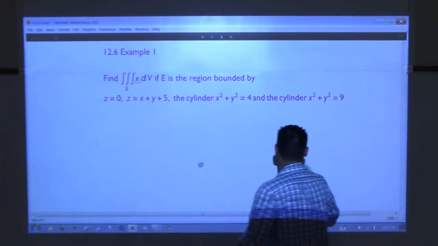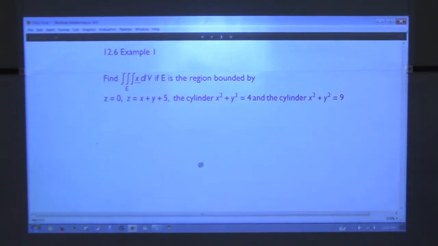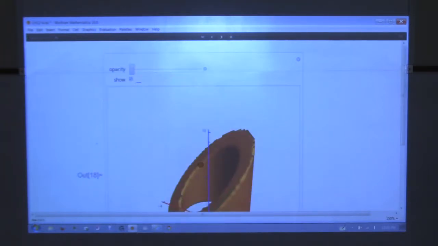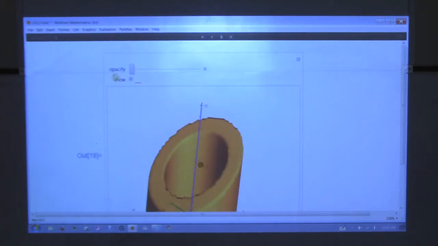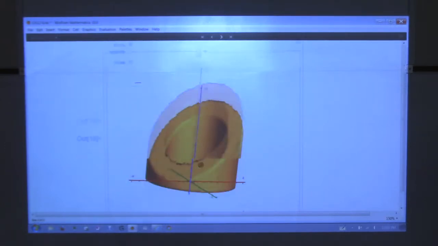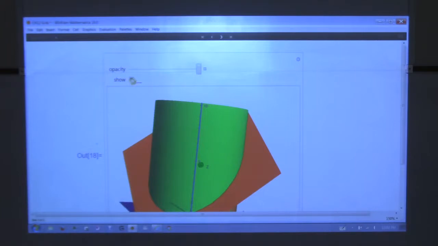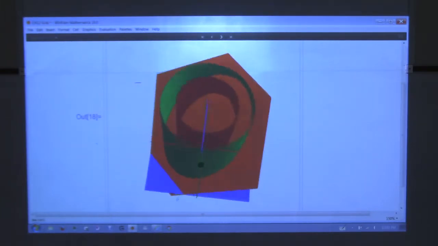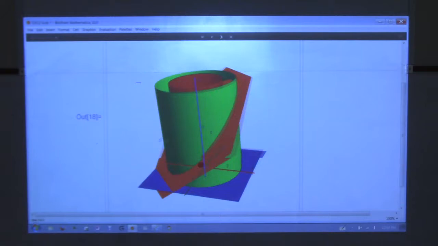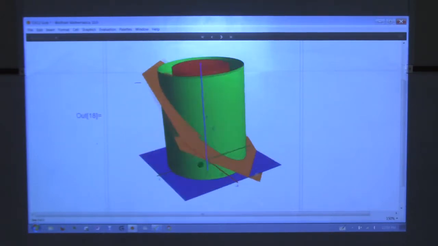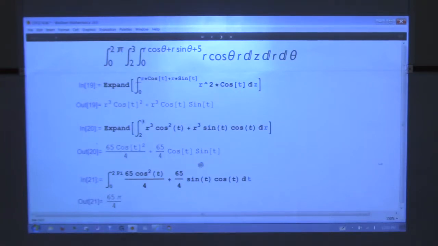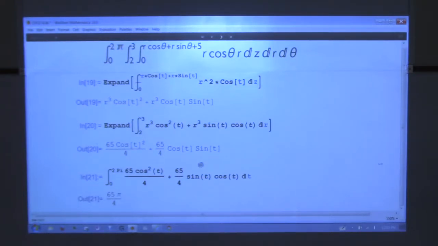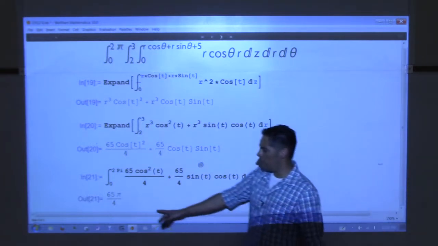Let me see if I have the answer here. Oh, there's the object. There it is. Okay. And I had all the stuff in here too, so you could see the 2 cylinders and the plane cutting through. But I think my drawing was better, don't you? Yeah, there's the integral. I had the computer do it, and it comes out to 65 pi over 4.